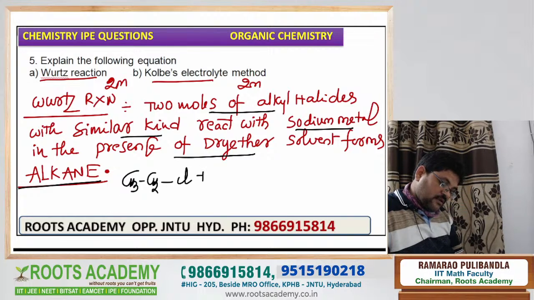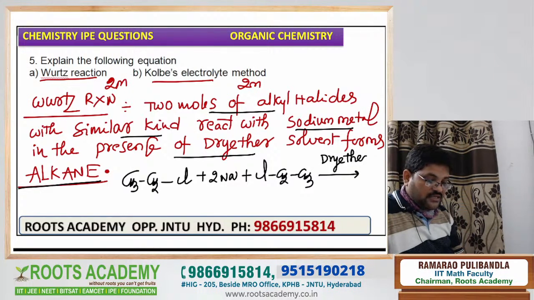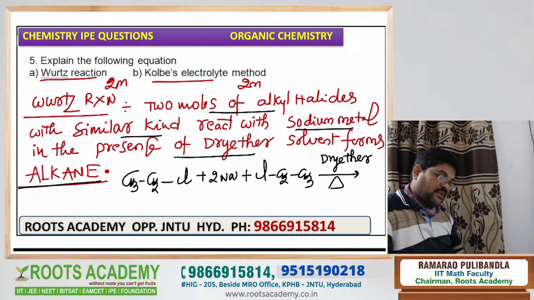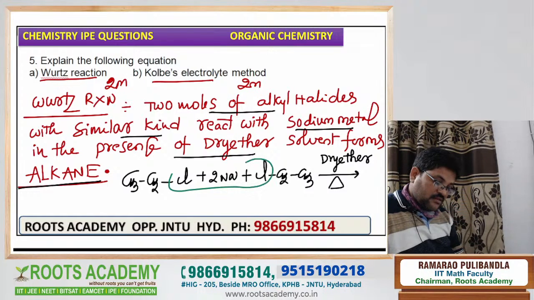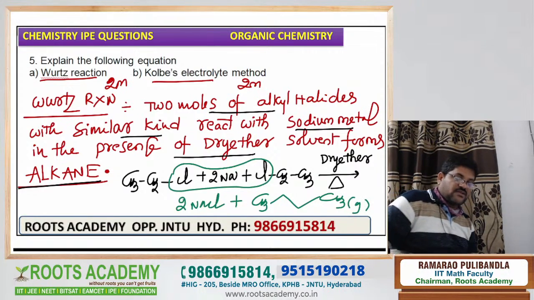Simple example: CH3CH2Cl reacts with sodium metal. Again you write CH3CH2Cl because of the similar kind. This is called ethyl chloride. In the presence of dry ether solvent, on heating, there is loss of 2NaCl and it forms butane. Butane gas is forming. Understood what I am saying?